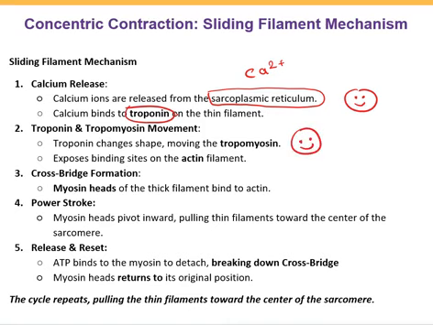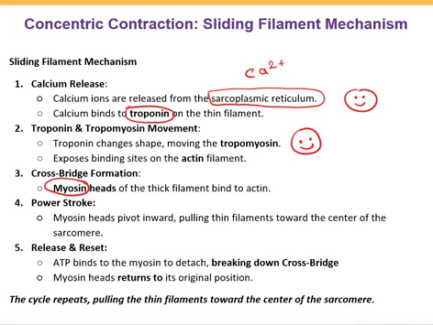And now guess who's going to be the happiest molecule now? If you said myosin, you are absolutely correct. Myosin was waiting for this moment for a long time. And now the myosin heads of the thick filament bind to the actin. And we call this a cross bridge.